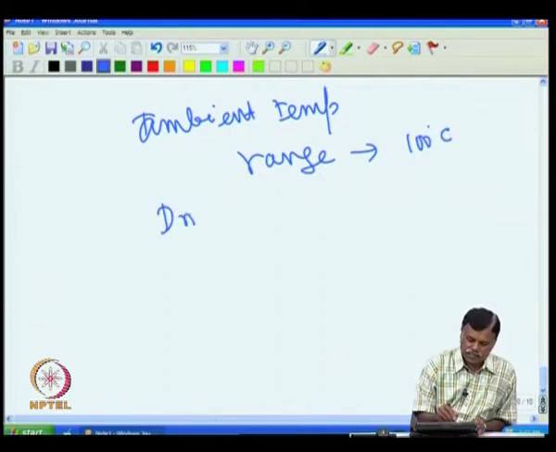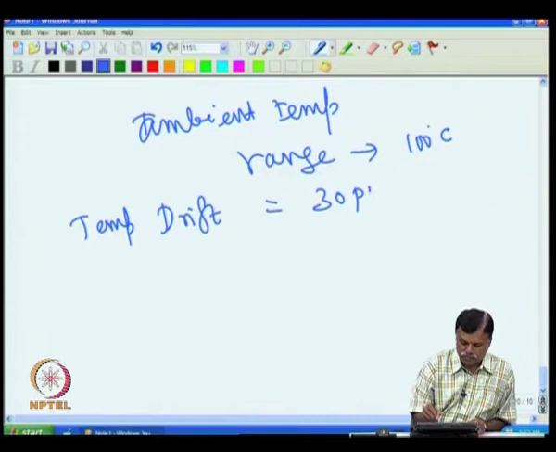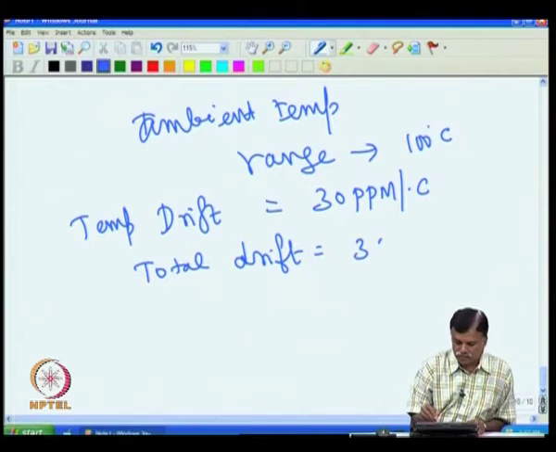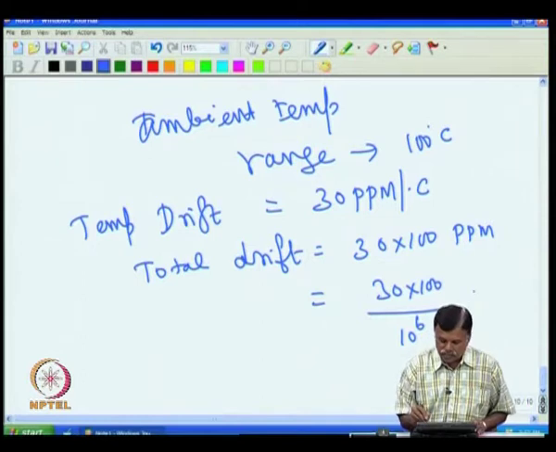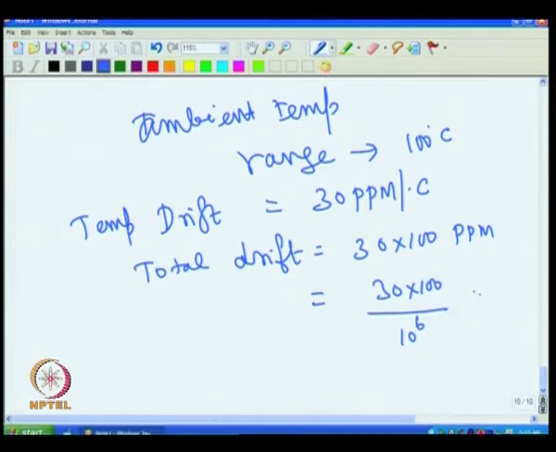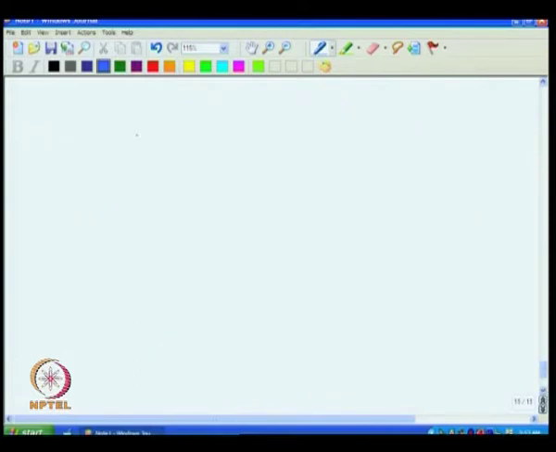So, the temperature drift of the sensor is 30 ppm maximum per degree C. So, total drift will be 30 into 100 ppm. ppm means 1 in 10 power 6, that many parts it can change, but the original voltage is 2.5 volt. So, for 2.5 volt, what will be the change? I will see the total change for 2.5 volt.